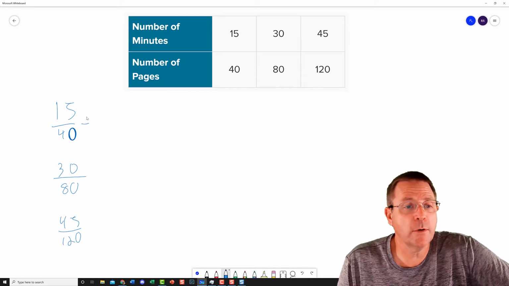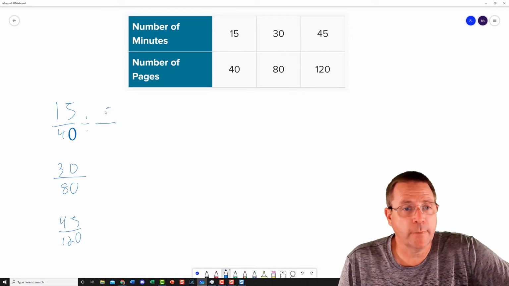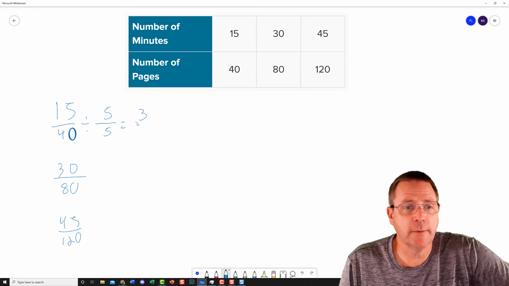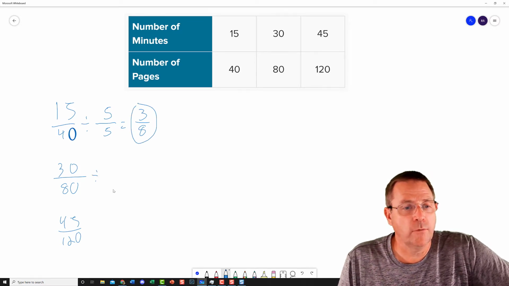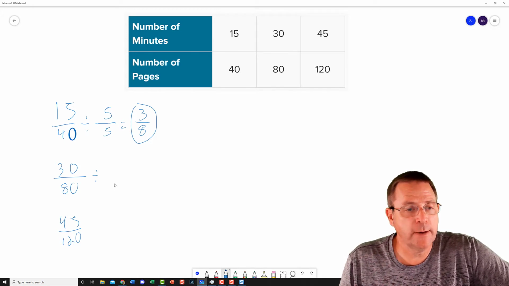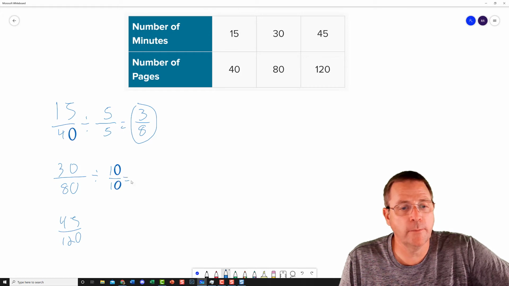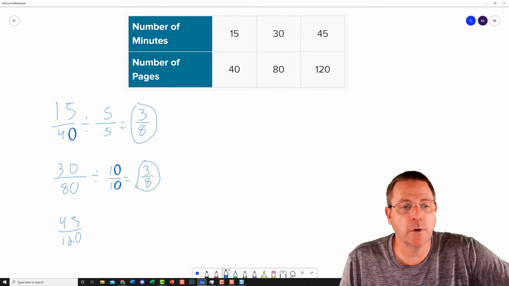So the first thing I want to do is ask, what is the biggest number I can divide 15 and 40 by? The answer to that is going to be 5. So I do 5 over 5, which gives me 3 over 8. That number is in simplest terms, so it is done. 30 over 80, the biggest number I can divide both the top and bottom by is 10, I think, and that's going to leave me with 3 over 8. Once again, that is the same as the one above it.